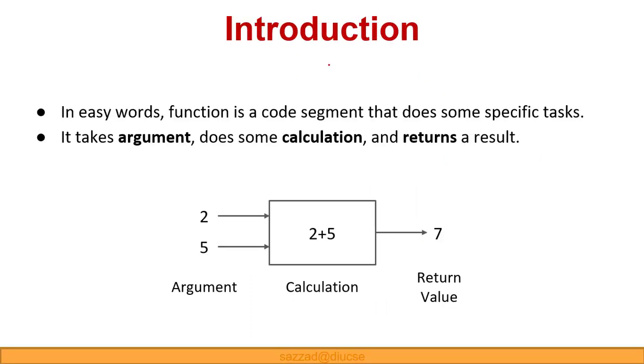So what are functions? In easy words, a function is a code segment that does some specific task. Functions are lines of code grouped or wrapped together, and we call the group by a name, and that name is our function. It takes arguments, does some calculation and returns a result. As you can see from the example, depending on the arguments, it will do some calculation and then produce some result.